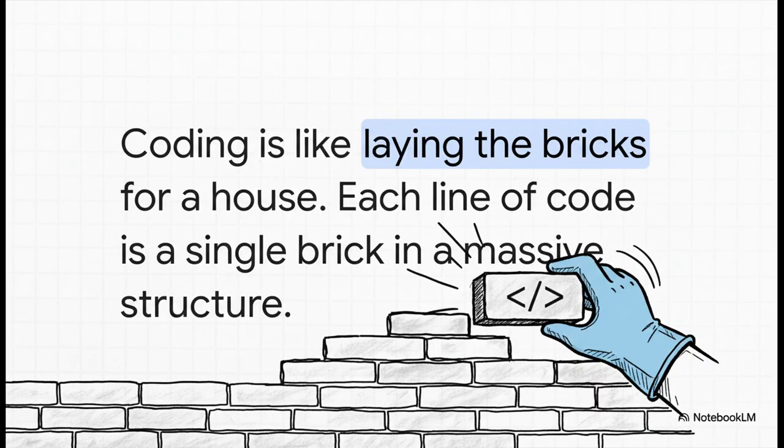So let's stick with that house analogy for a bit. If the software is the house, then coding is the physical act of laying down every single brick. Each line of code is one of those bricks, and when you put thousands or even millions of them together, you get the final structure.